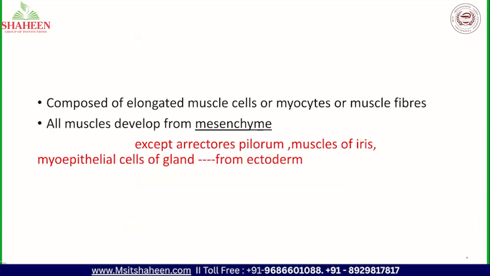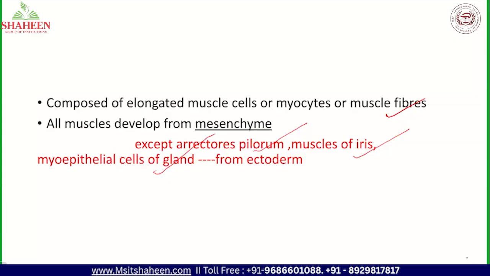The cells of a muscle are known as myocytes or muscle fibers. So the muscle is made up of elongated muscle cells, or myocytes, or muscle fibers, and all muscles are developed from mesenchyme or the mesoderm, except three muscles. The excepted muscles are erector pili, muscles of the iris, and myoepithelial cells of glands. They are developed from ectoderm. Where do you get the erector pili muscle?